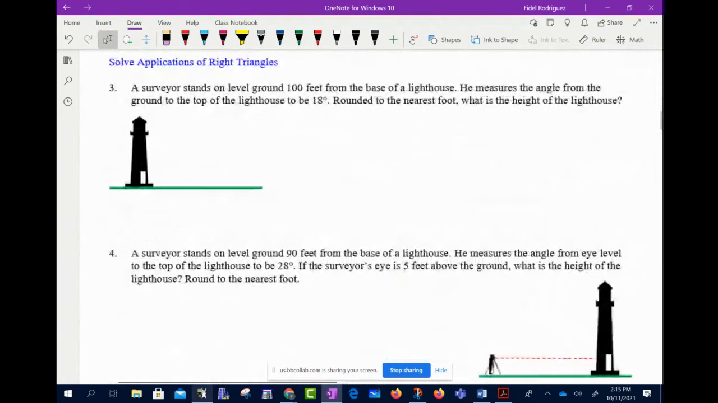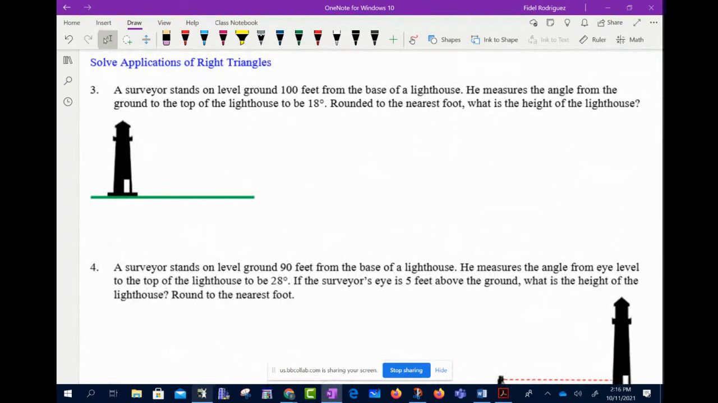I'm looking here at number 3, y'all, and it says, a surveyor stands on level ground 100 feet from the base of the lighthouse. He measures the angle from the ground to the top of the lighthouse to be 18 degrees. So let's take a look at what's going on here. We got something like this, okay?